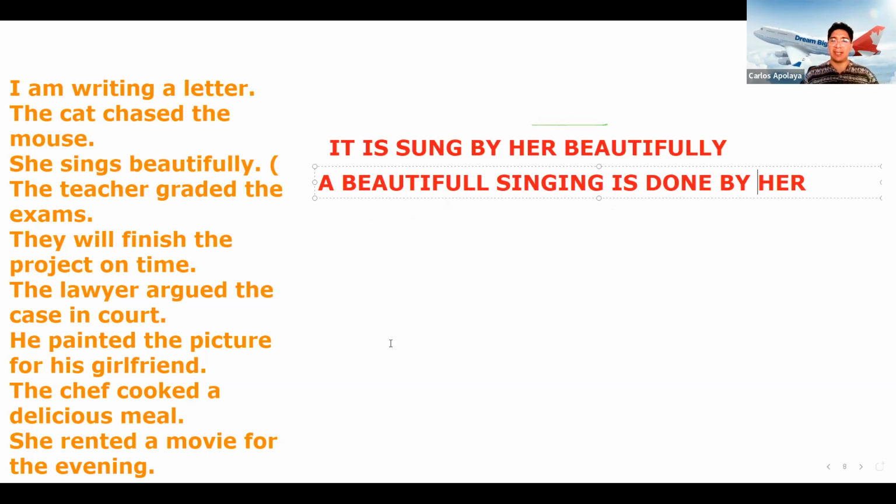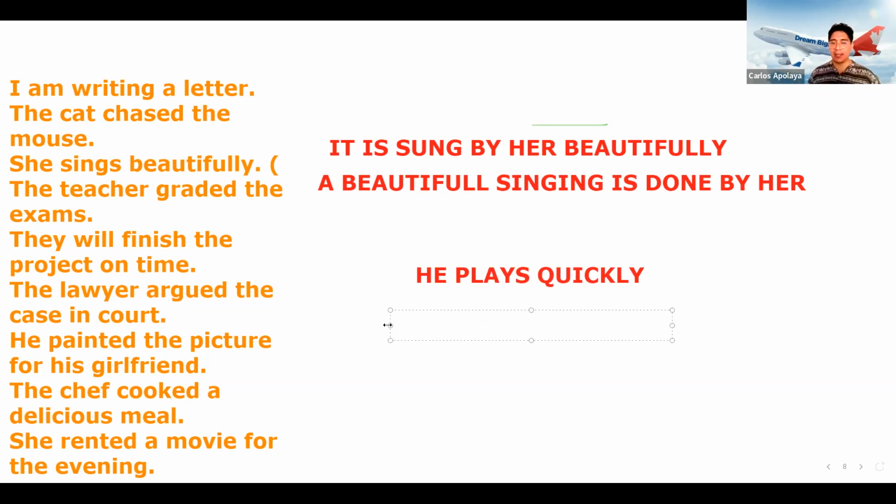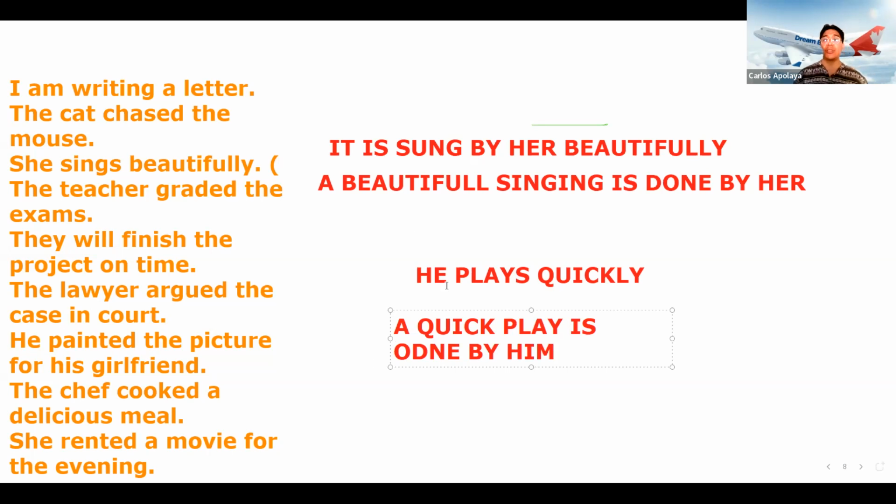¿Cómo sería el siguiente? A ver, mira, look at this. He plays quickly. Un momento para que lo hagas igualito. ¿Cómo sería he plays quickly? Él juega rápido. ¿Qué es lo que él hace? Si él juega rápido, él hace una jugada rápida, ¿sí o no? Da la casualidad que existe el sustantivo play. Play sería a quick play. A quick play is done by him. En este caso, singing es el sustantivo de sing. Da la casualidad que play sí tiene.